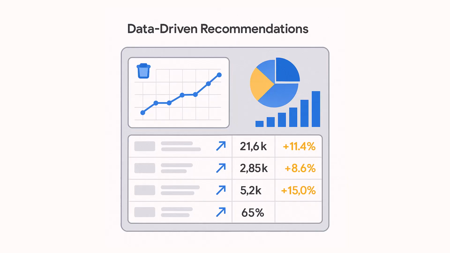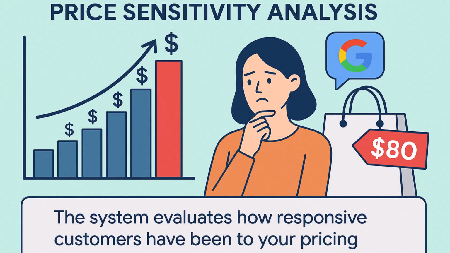So the key points about sale price suggestions and how they work. Data-driven recommendations. Google runs simulations on the last 7 days of your product performance data, combined with industry data from similar businesses. This means the suggestions aren't random, they are rooted in real ad impressions, clicks, and conversion trends. Then we have price sensitivity analysis. The system evaluates how responsive customers have been to your pricing. If your price is a bit high for the market, Google will notice shoppers' behavior and factor that in.